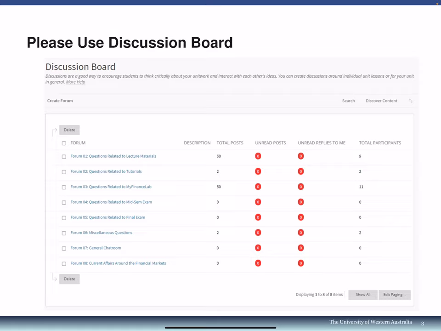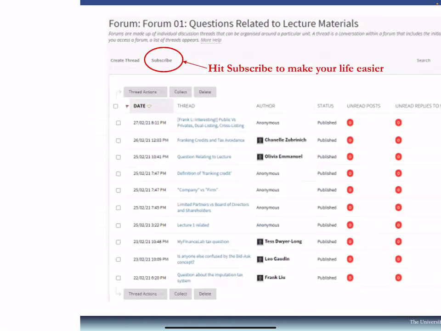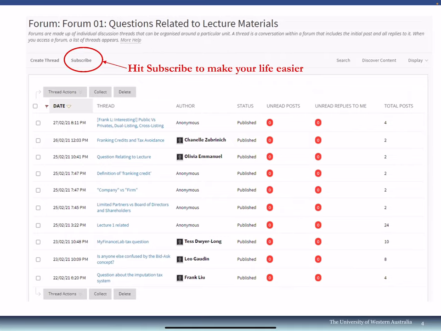So far, we had about 60 posts in forum 1 and 50 posts in forum 3 regarding My Finance Lab. And really, you can ask anything. And if you can't categorize them, post it on the miscellaneous question forum, please. Just to make your life easier, right? So if you go to one of the forums, you can see there's a create thread, and there's a subscribe button. So please hit subscribe so that you get a content update if anyone asks a question or responds to any of the posts.